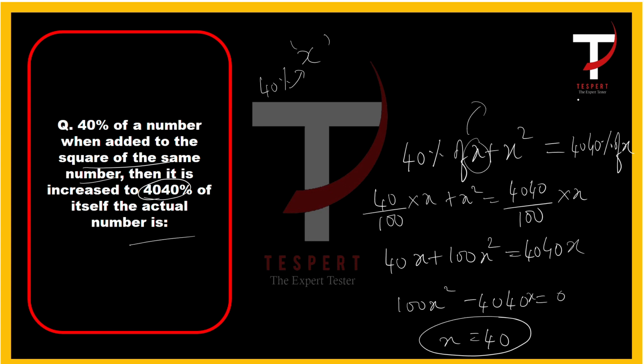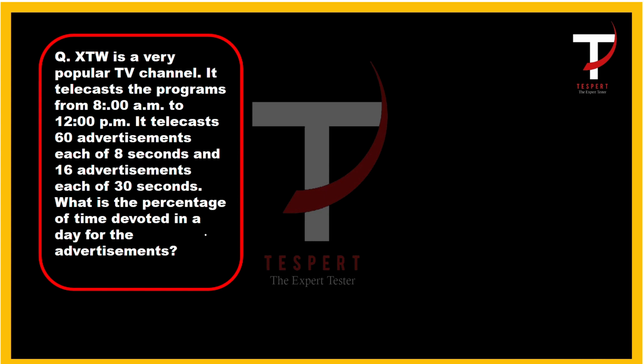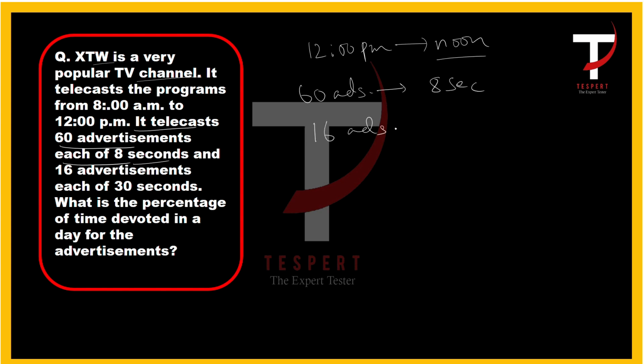You can assume anything. XTW is a very popular TV channel. It telecasts the programs from 8 a.m. to 12 p.m. 12 p.m. means noon, right? 12 noon. It telecasts 60 advertisements each of 8 seconds and 16 advertisements each of 30 seconds, right? So what's the percentage of time devoted in a day for the advertisements?